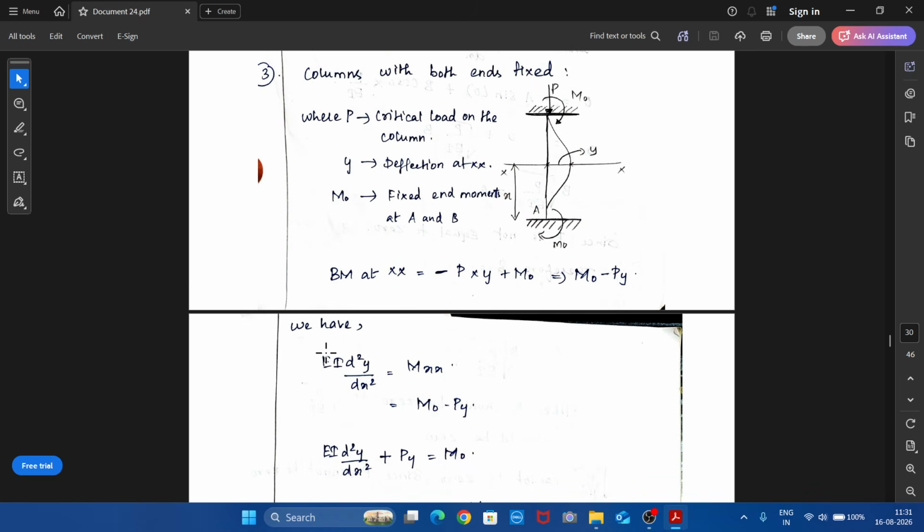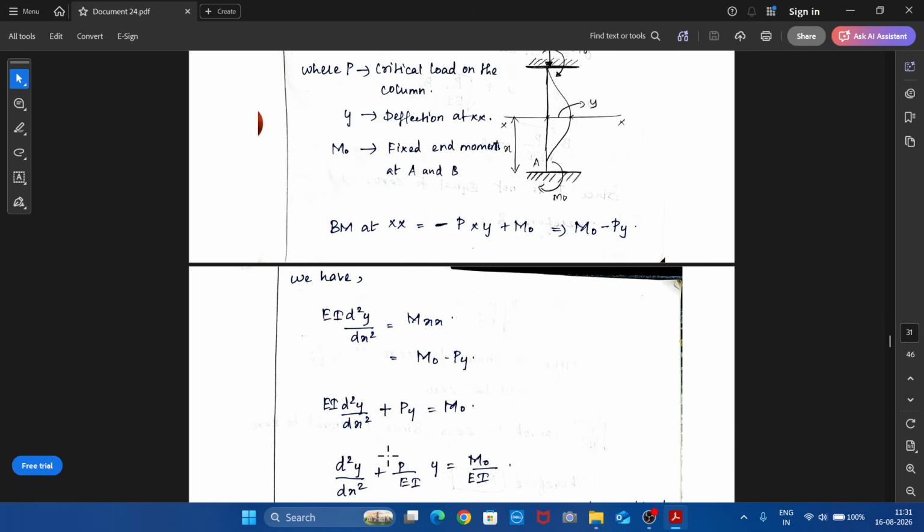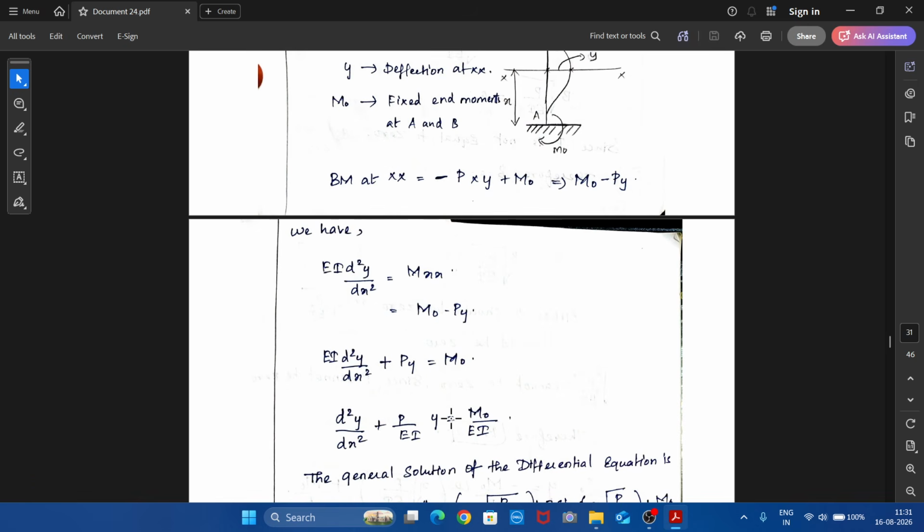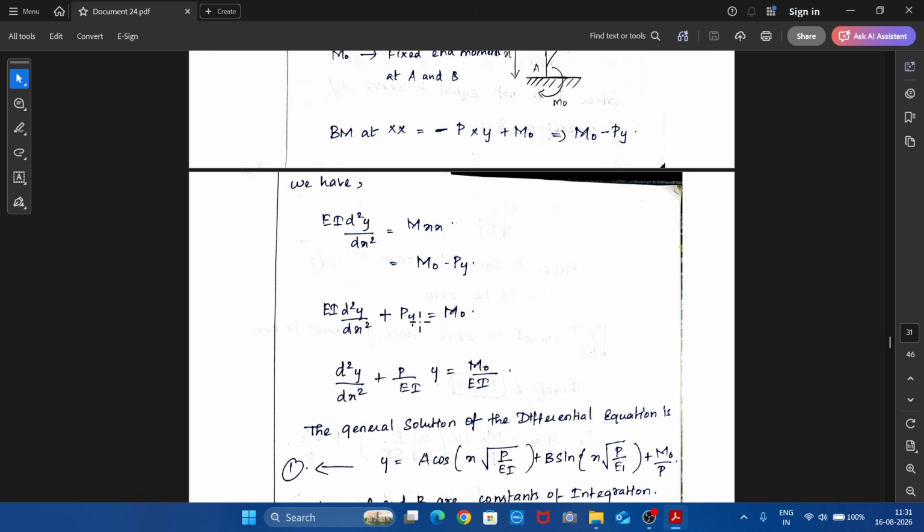We have the differential equation EI d square y by dx squared equal to Mxx, which is the differential equation for flexural problems or beams with bending. So EI d square y by dx squared equal to Mxx, which is equal to M naught minus Py, which we have arrived at here. So bring this Py this side. Therefore, EI d square y by dx squared plus Py equal to M naught. So dividing the entire equation by EI throughout, we'll be getting d square y by dx squared plus P by EI y equal to M naught by EI.